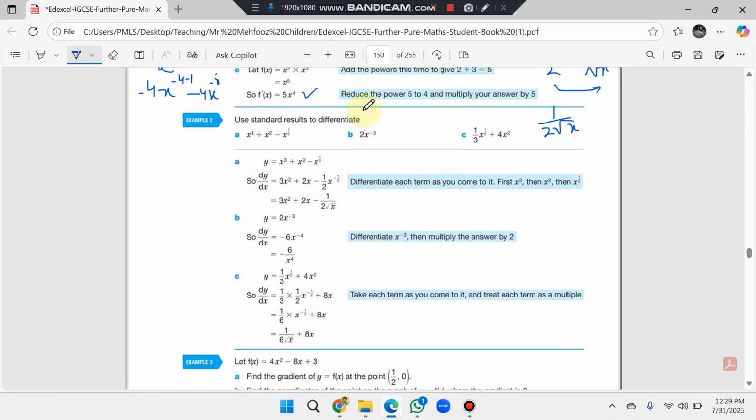Now we have the example 2. Use standard result to differentiate x cube plus x square minus x raised to the power 1 over 2. Now first of all, when we find the derivative of different terms which are adding or subtracting, we just find the derivative of individual terms, right? And write as it is.